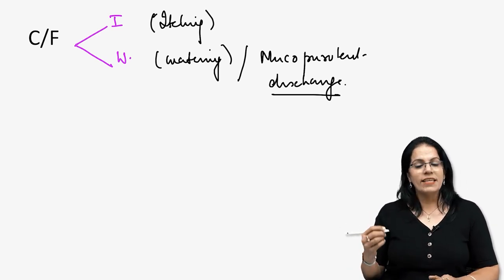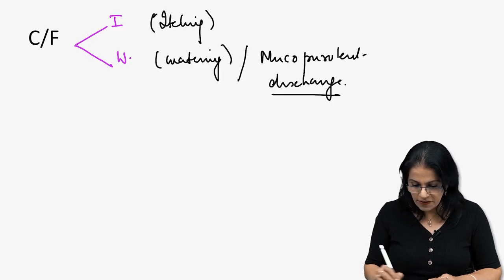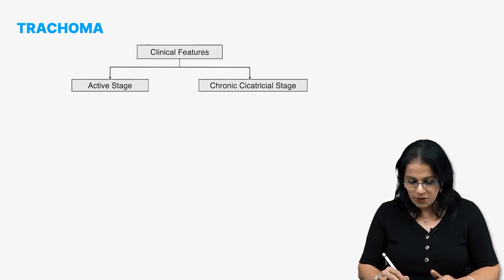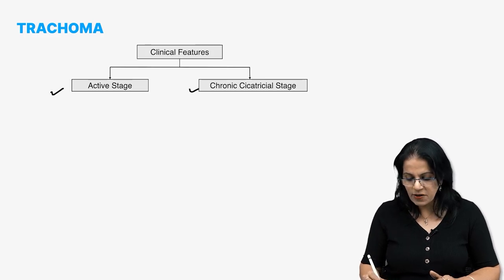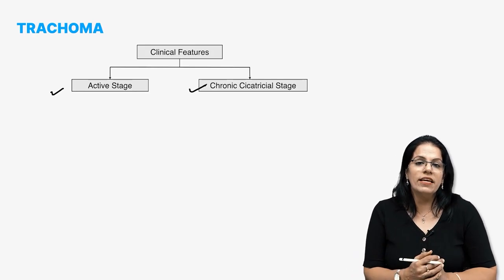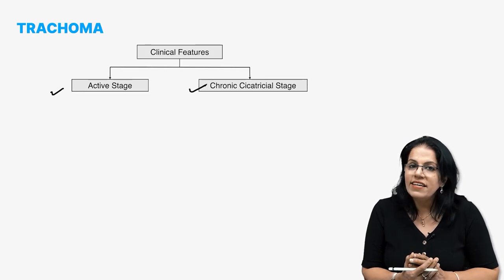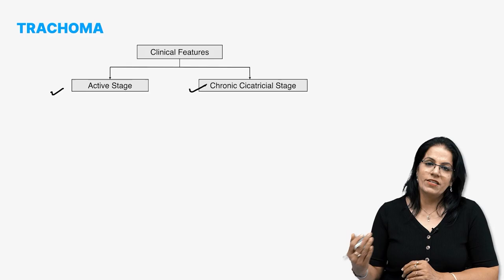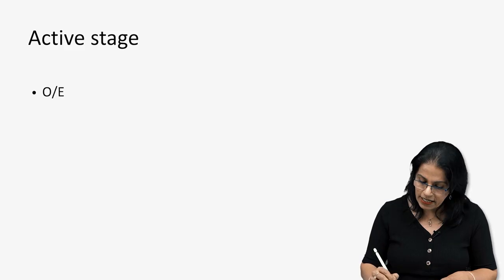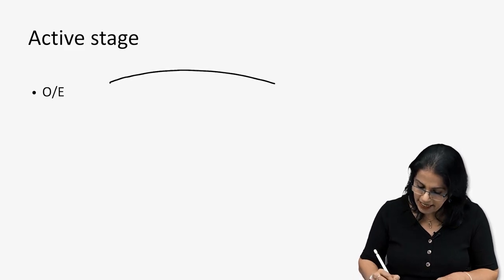Okay. Coming to examination. On examination, we will first understand that trachoma is divided into two stages, active stage and chronic cicatricial stage. In the active stage, when there is itching and watering, what are the findings in the patient? And when there is scarring, what are the findings? Let's learn. When you say the active stage, we'll make a diagram, of course, we always learn like this.